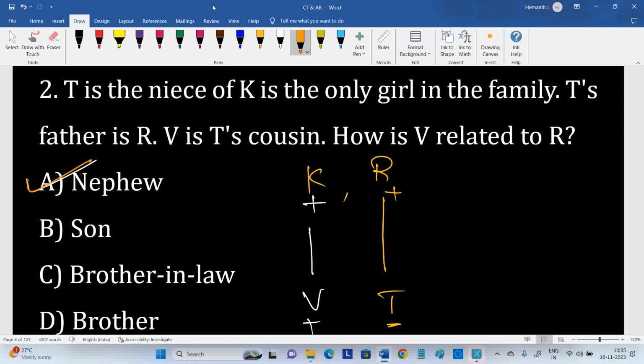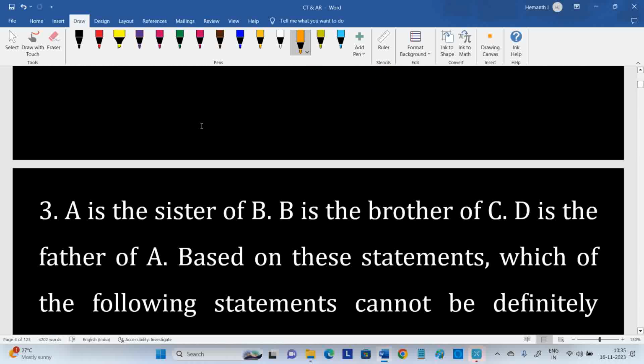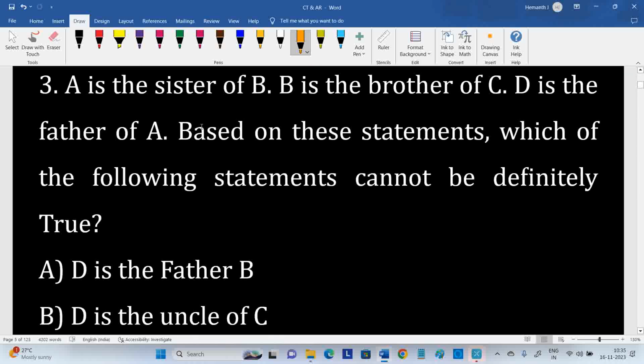Clear? Shall I go for the next one? Blood relations is the area you need to work on. Next question is also related to blood relation. And please read the questions carefully in the exam.